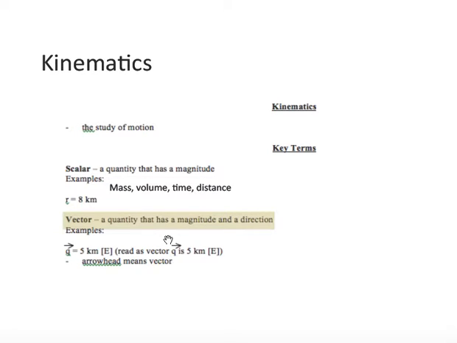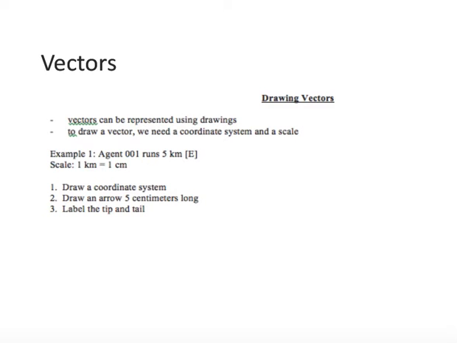Vector, a quantity that has a magnitude and a direction. Some examples include displacement, force, and acceleration. And all of these terms we'll learn about very soon. And so often vectors can be represented by using a drawing. To draw a vector, we need a coordinate system and a scale.